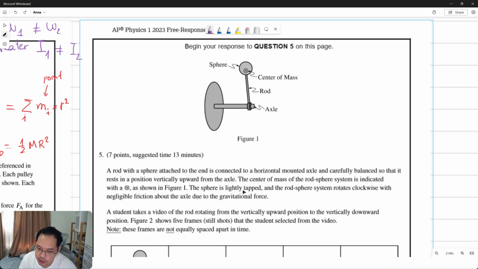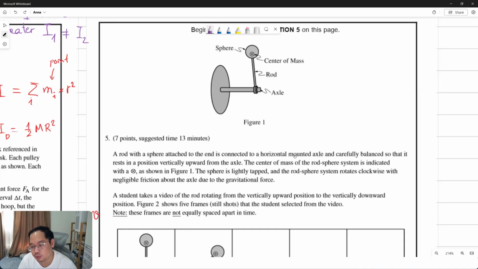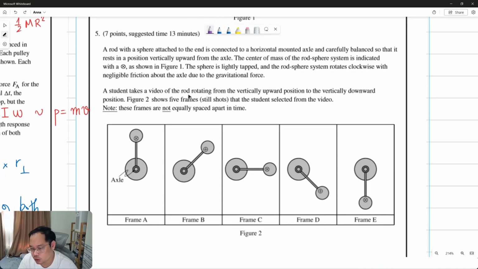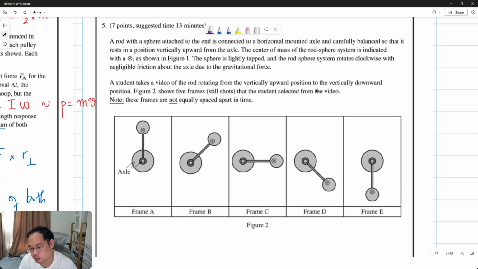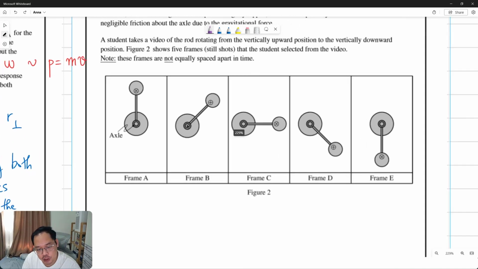The sphere is lightly tapped and the rod-sphere system rotates clockwise with negligible friction about the axle due to the gravitational force. A student takes a video of the rod rotating from the vertically upward position to the vertically downward position. Figure 2 shows 5 frames, meaning still shots, that the student selected from the video. Note that these frames are not equally spaced apart in time. So let's look at these frames very carefully. We see that the orientation, the position of the spheres, are different.